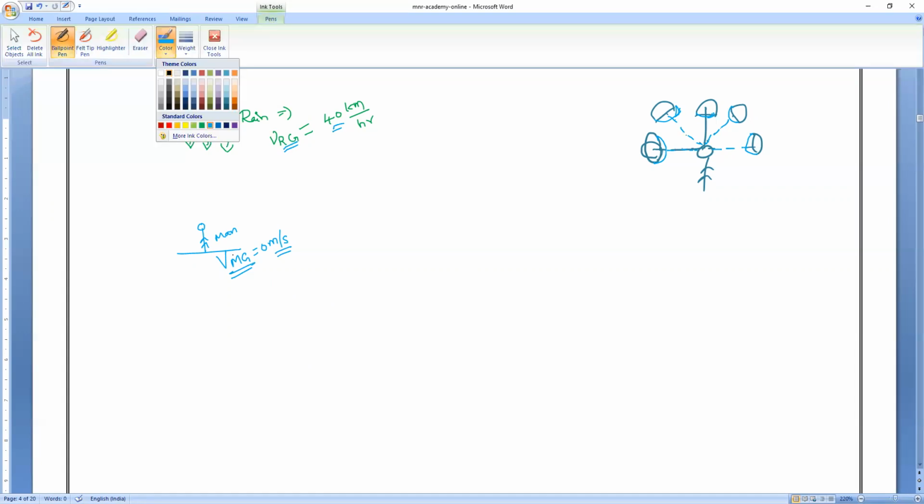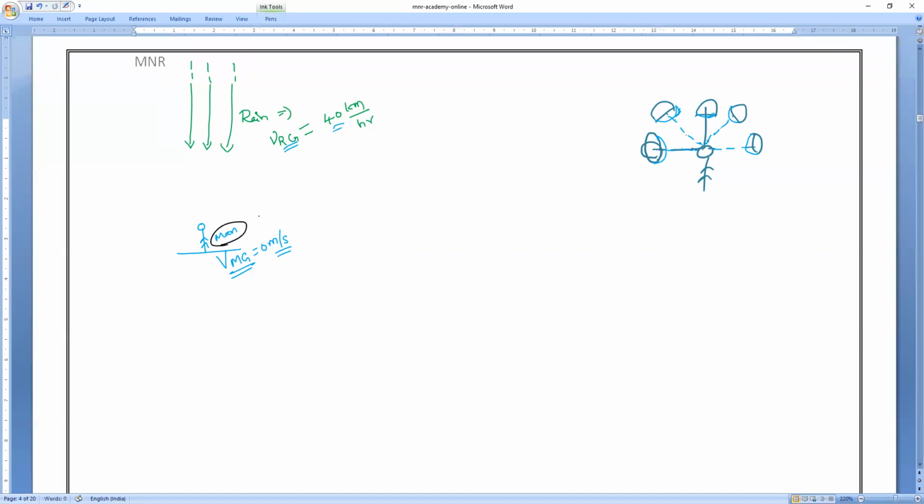Now Mr. Person, the man, wants to know how he needs to hold the umbrella. So what does he have to know? He has to know the velocity of the rain with respect to whom? Ground we know. But what we have to know is the velocity of the rain with respect to the man, which equals, what is the formula, velocity of rain with respect to ground minus velocity of man with respect to ground.